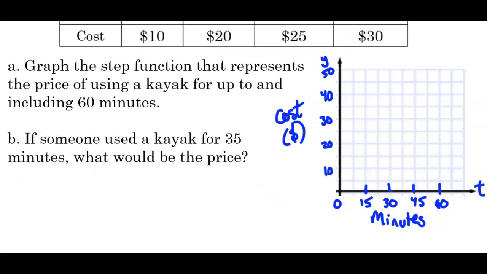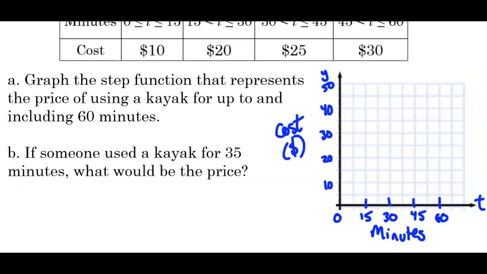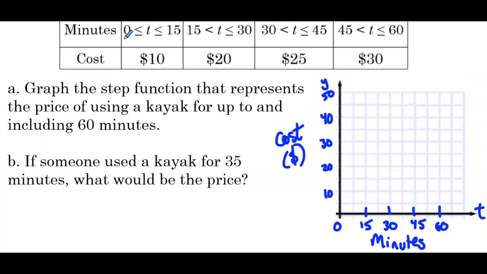Okay, so the first piece, the first step of the function, we're graphing from 0 to 15, including both. So we'll have closed endpoints, and the cost is $10, right? So it's like we're plotting the points (0, 10) and (15, 10), and we're going to connect them with a horizontal line. Right? We're charged the same amount for any time within 0 to 15.